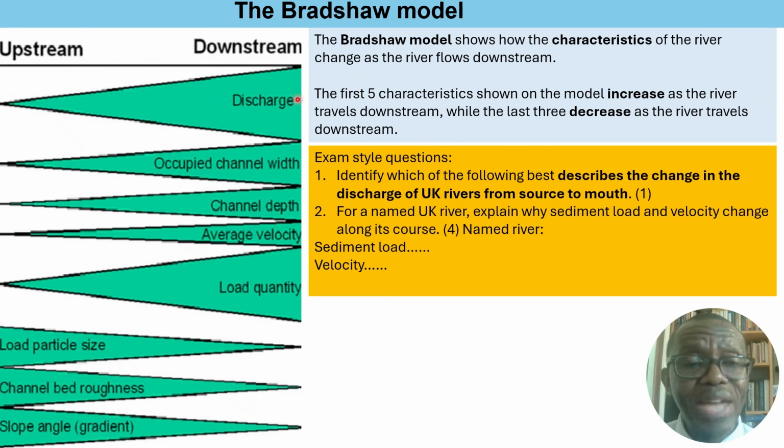Now, because of that increased discharge, there will be a lot more erosion, because there will be a lot more water, and therefore there will be a lot more erosive power or energy, which then means that the occupied channel width, so the width of the river, is going to increase as erosion takes place, and especially as a result of hydraulic action, the shear force of the water just causing erosion to take place, and of course the other types of erosion as well, so abrasion, attrition, and so on.